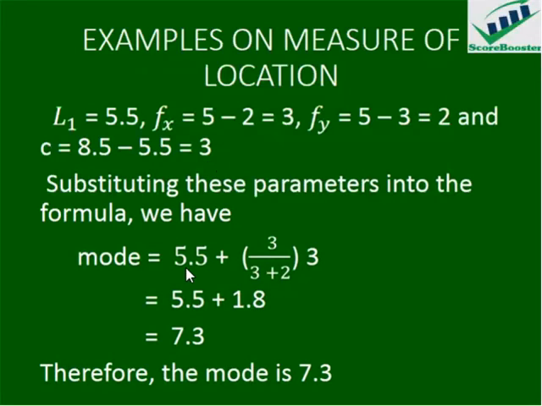So substitute into the formula. We have L1 plus Fs, which is 3, over Fs plus Fy, 3 plus 2, multiplied by 3. If we evaluate all this, 3 over 5 multiplied by 3 is 9 over 5, which is the same thing as 1.8. So we add 1.8 to 5.5 to get 7.3. Therefore, the mode of the distribution is 7.3. And that ends the question for this video.